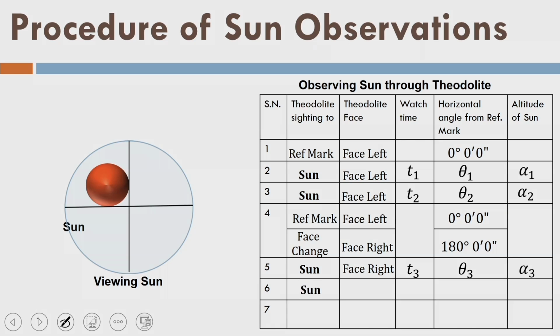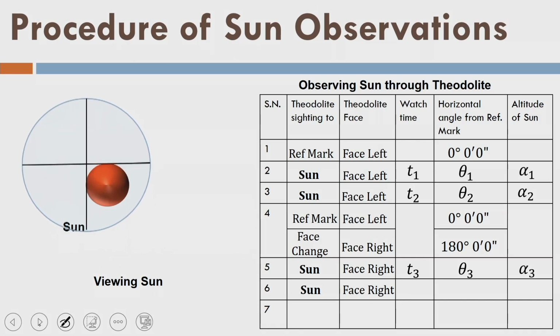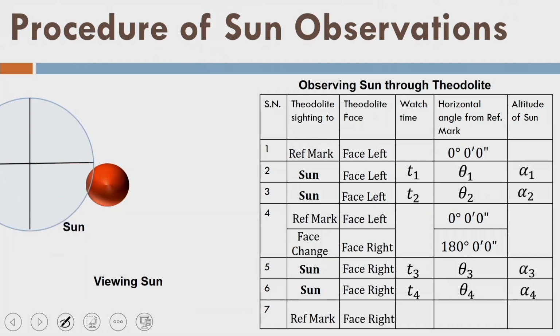Okay, finally with the face right, I will measure the sun in this fourth quadrant now. I note the time, theta and alpha values. We have measured the sun in the 4 quadrants. Okay, now my observations are completed. I can check my results by bringing back the theodolite to the reference mark like this with the face right, and I should have the 180 degree angle again. Okay, now what's the advantage of this?